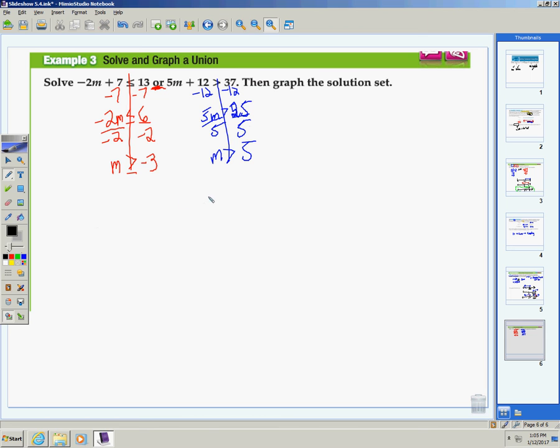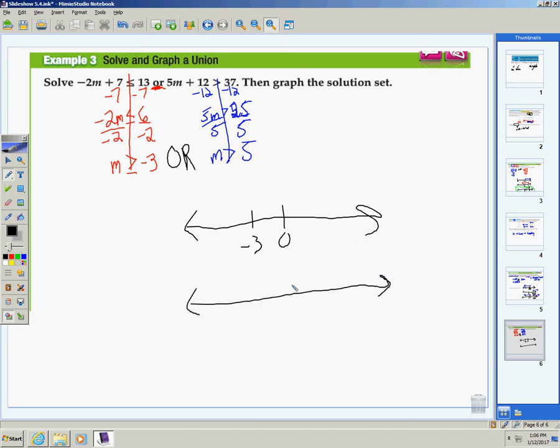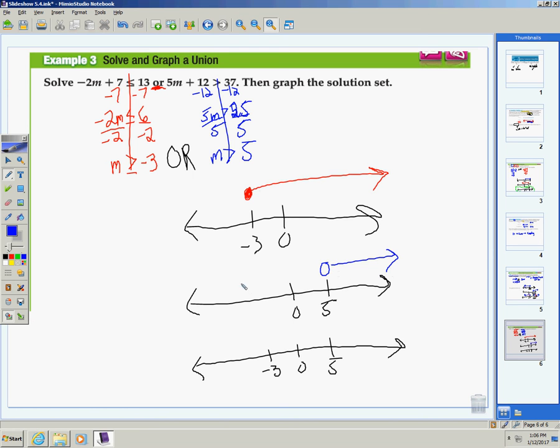So now, remember we have the word or here, so it's a union. So I'm going to make my 3 graphs and see what I get. So first one, m is greater than or equal to negative 3, closed circle, going to the right. Second one, m is greater than 5, open circle, going to the right. And now I need to get my union, which is anything that appears on either graph.